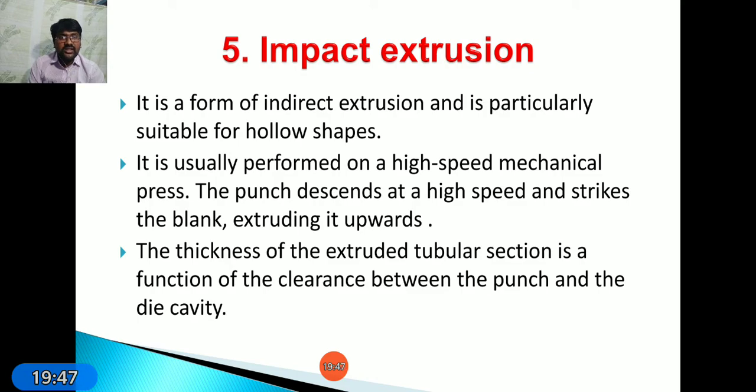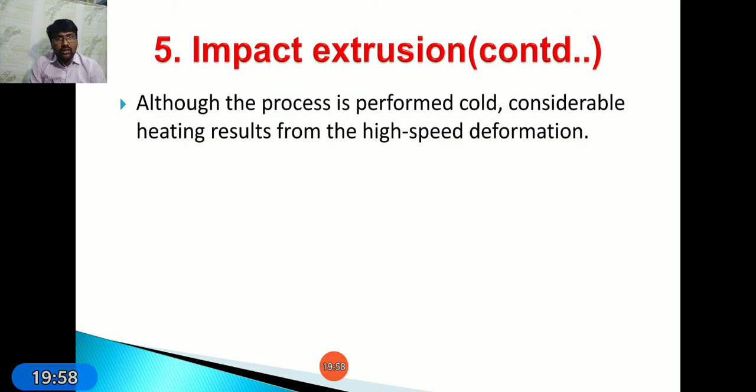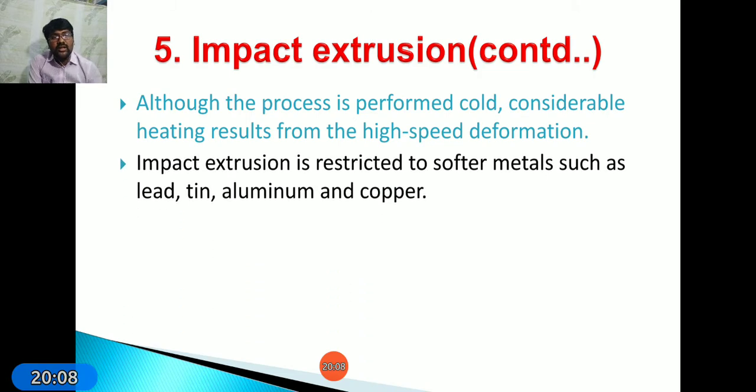Here the thickness of the extruded tubular section is a function of the clearance between the punch and die cavity. Okay, like that we have to maintain the thickness. Next, although the process is performed cold, considerable heating results from the high speed deformation process. Due to this, some amount of heat will be liberated. Next, impact extrusion is restricted to soft metals such as lead, tin, aluminum and copper.